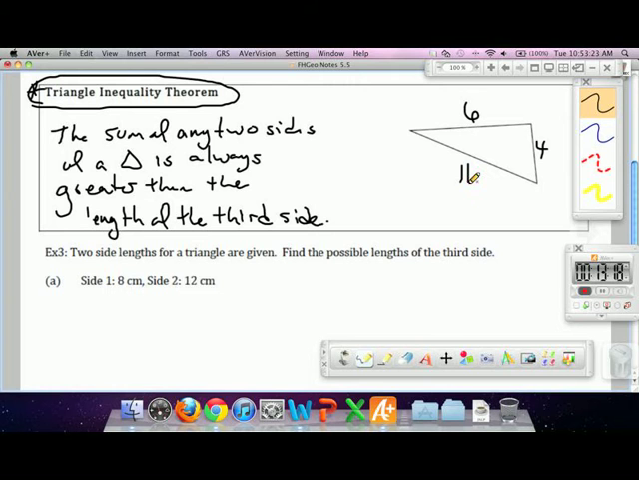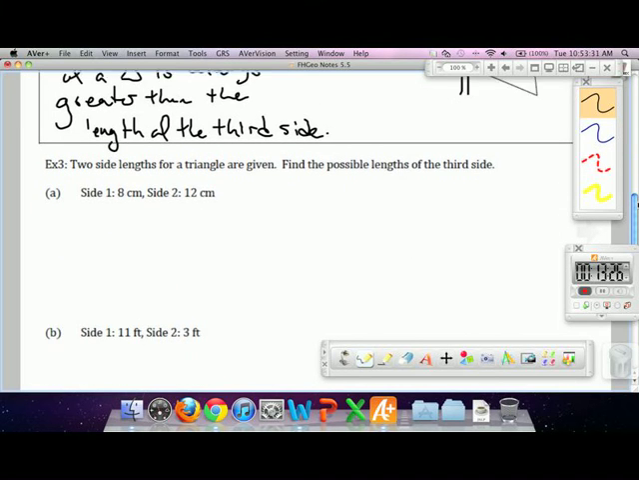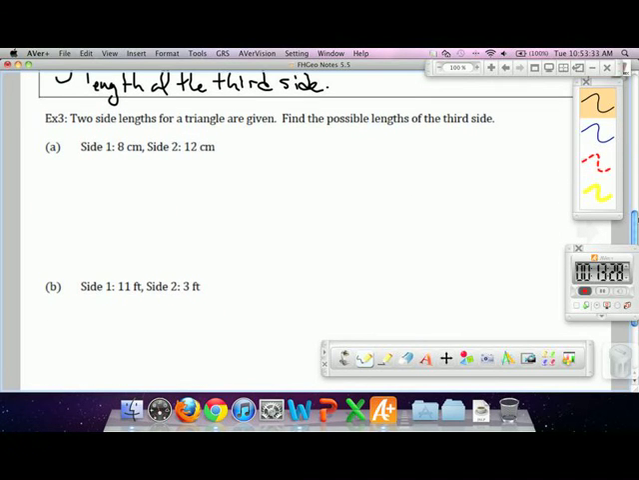Okay. So, what if I give you a problem like this? I tell you 2 of the 3 side lengths. I give you 2 side lengths, and I want to find what are the possible lengths of the third. And this is how I would think about it. I have a third side. We'll call it x.